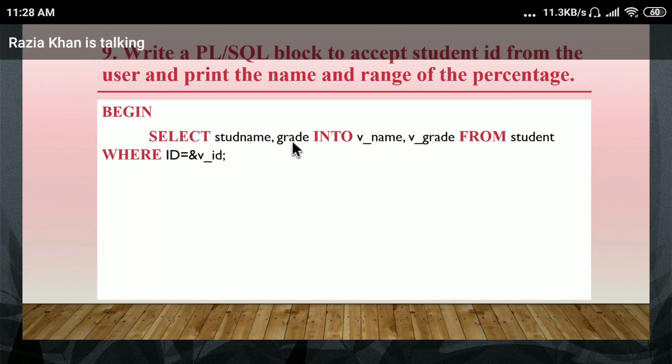I'll explain the syntax, because every time students make a mistake here. After select, the column names. And here, after the into keyword, because every time students make a mistake in the same part. Column names, and after the into keyword, what is this? The variables, v_name and v_grade.